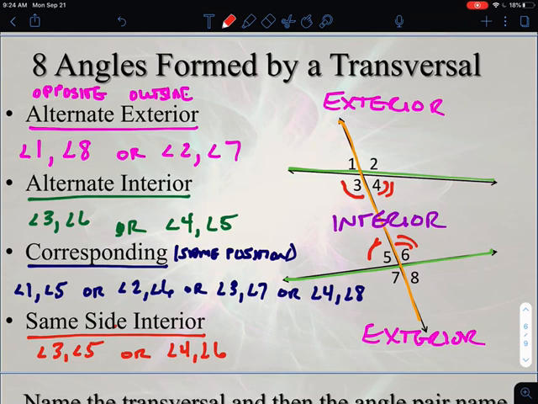Now one thing to note here, same side interior angles will sometimes be called consecutive interior. So just be aware that there's the term consecutive that you might see. It means the same thing. So it's both inside, both on the same side of the transversal.